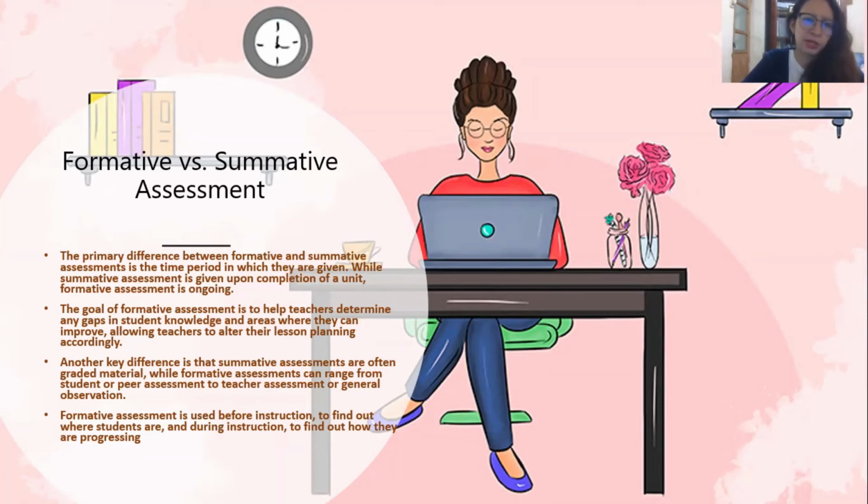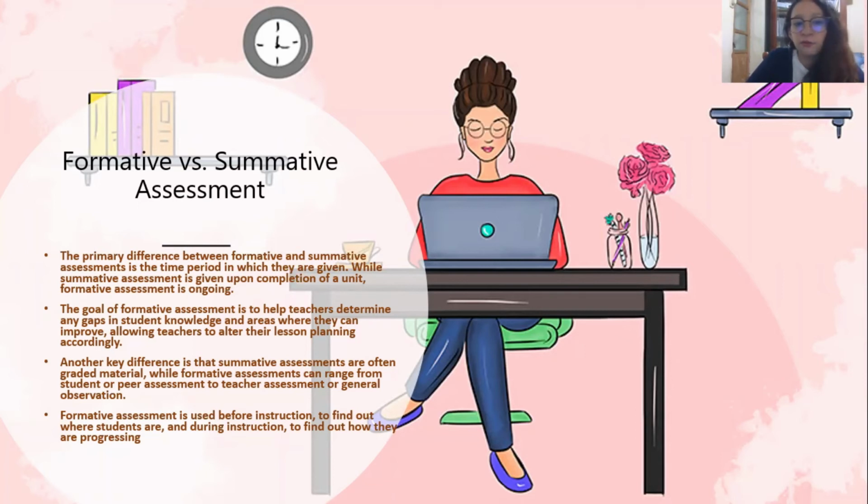Here we can see the difference between formative and summative assessment. The primary difference between formative assessment and summative assessment is the time period in which they are given. Summative assessment is given upon completion of a unit, and formative assessment is ongoing during the class.